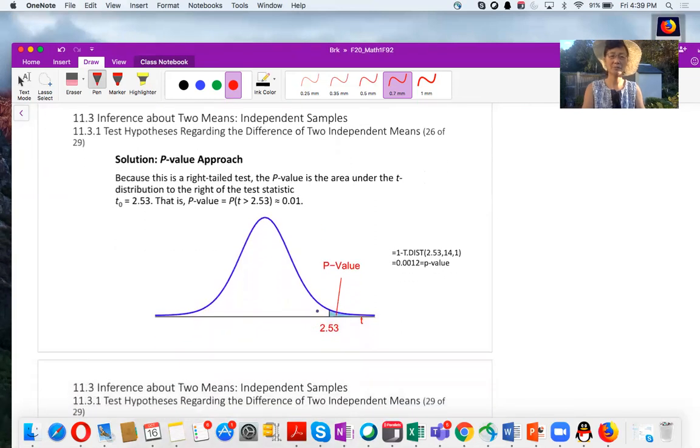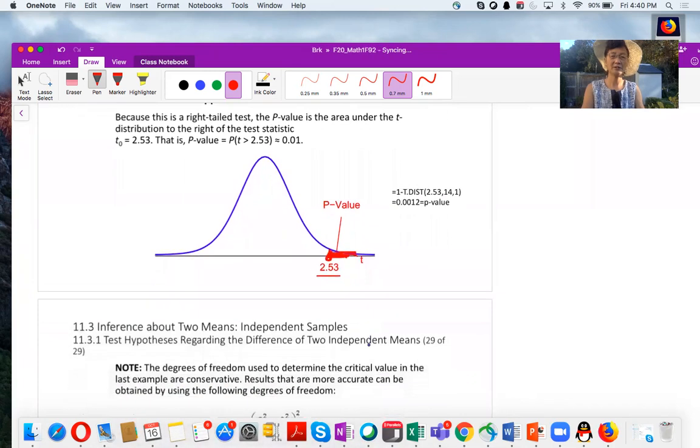Next, the p-value approach. For the p-value approach, you need to find the p-value. Remember what the p-value is? P-value is the area corresponding to the test statistic. The test statistic is 2.53, which we get from step 3. So when you have 2.53, the question is, what is this area?